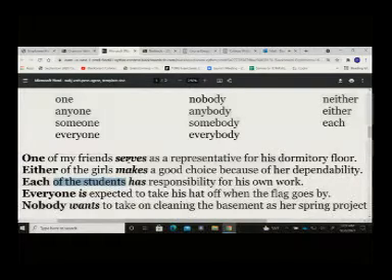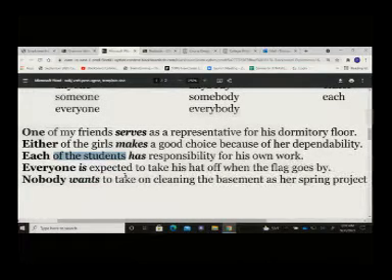all of the people are expected to take their hats off as the flag goes by. You see how I've changed it? All of the people, all is not singular, all is plural. And we know it because it's renaming people, okay? So that's why you have to go with all of the people are expected. That's why it's plural. And then the last one, nobody wants to take on cleaning the basement as her spring project.